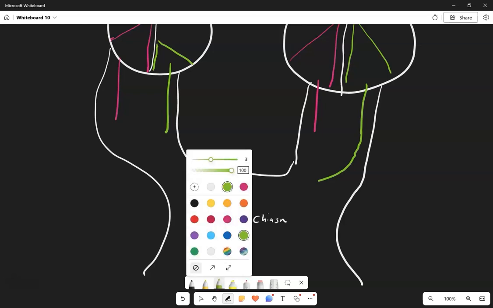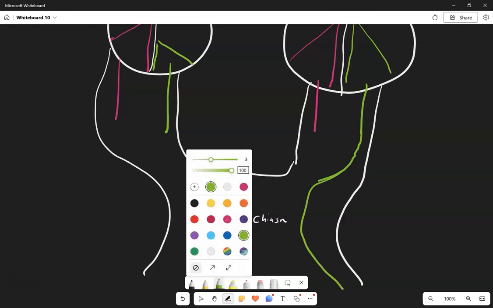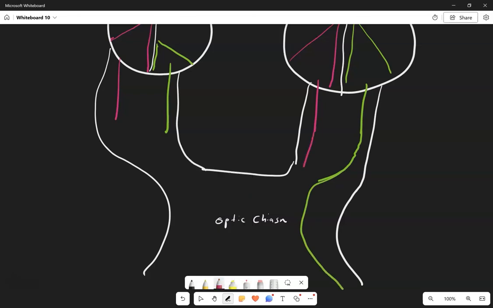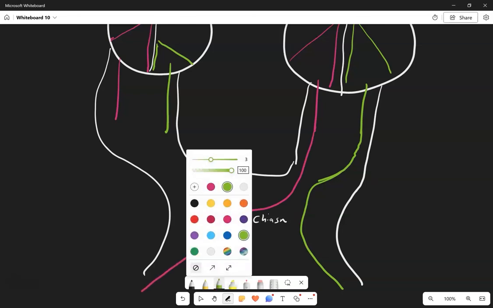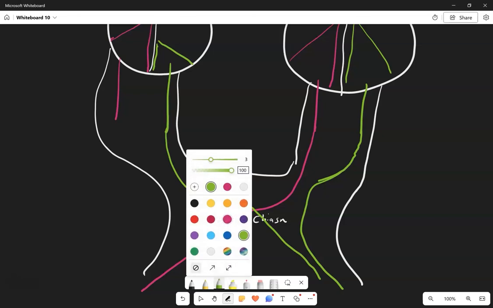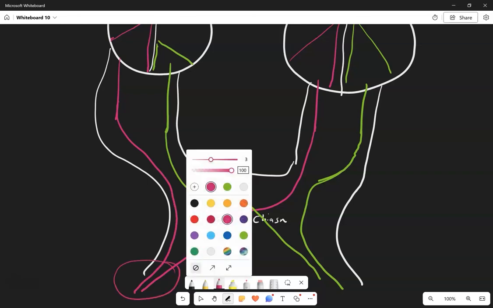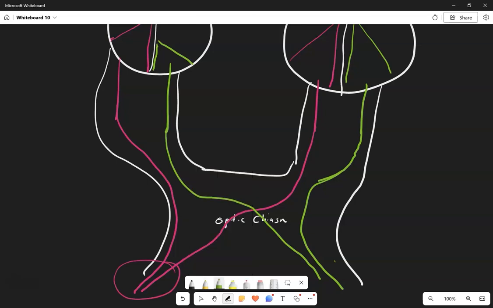Okay, but look what happens. This one is going to come back and go this way. This one is going to come back and go this way. Then this one comes in and crosses over. So your medial nerve tracts cross over, but your lateral nerve tracts stay on the same side. They do not cross over. So what you get is pink with pink, and then green with green.